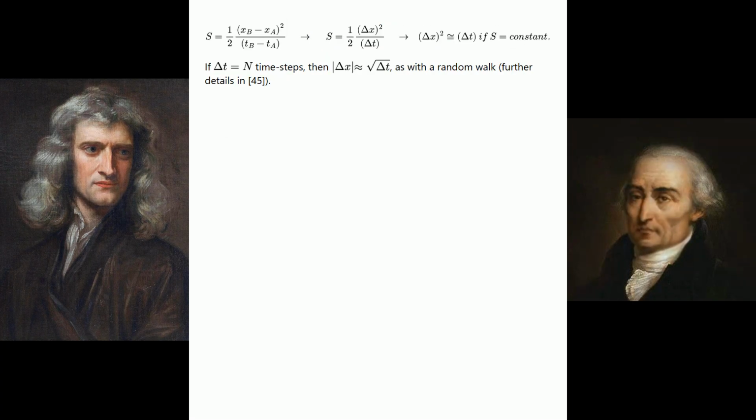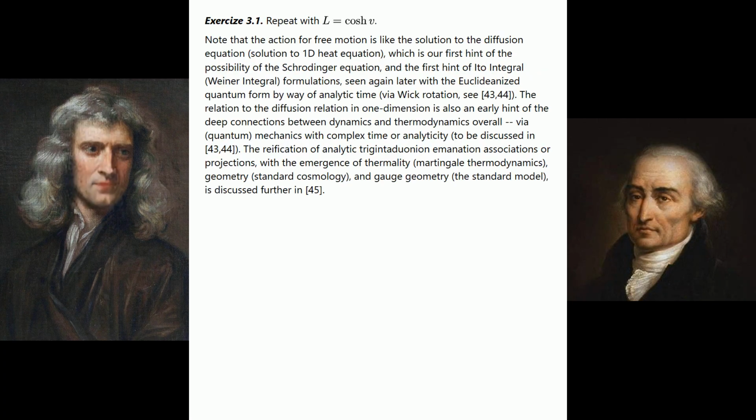If Δt = n time steps, then the absolute value of Δx almost equals the square root of Δt, as with a random walk, further details in Exercise 3.1. Repeat with L = cosh(V). Note that the action for free motion is like the solution to the diffusion equation, the solution to the 1D heat equation, which is our first hint of the possibility of the Schrödinger equation, and the first hint of Ito integral, Wiener integral formulations, seen again later with the Euclideanized quantum form by way of analytic time via Wick rotation.